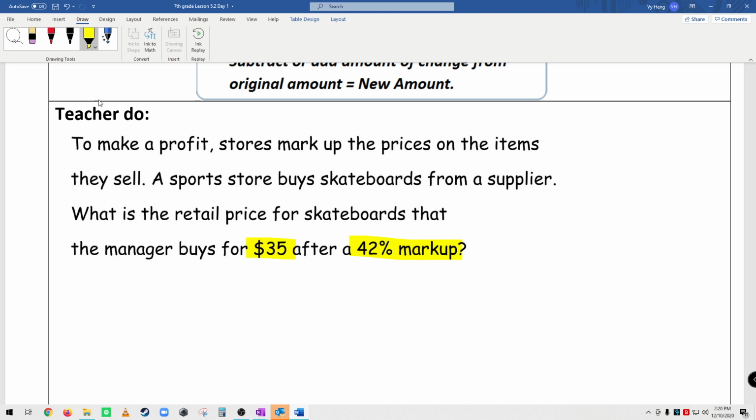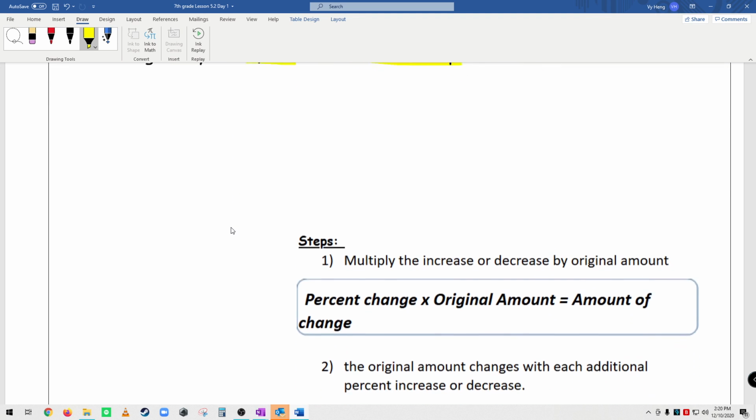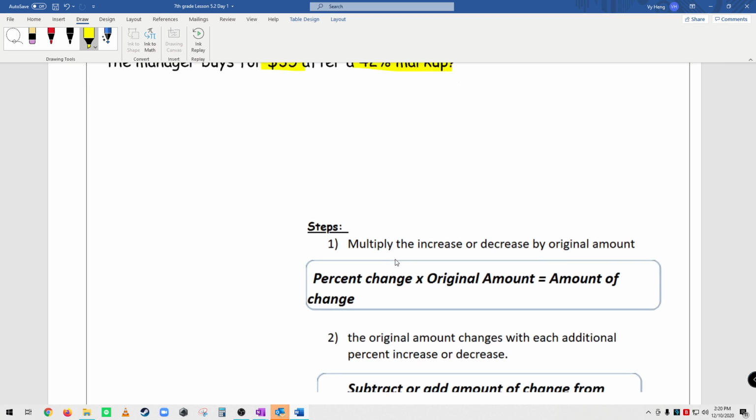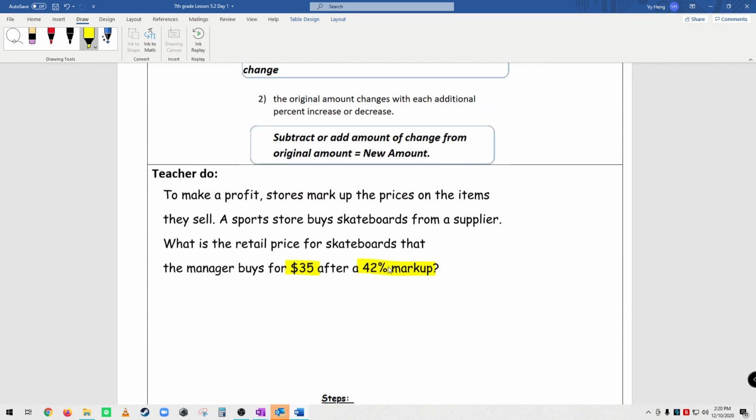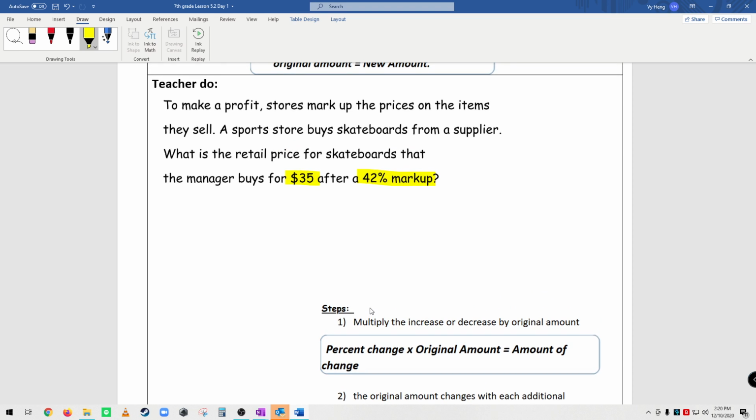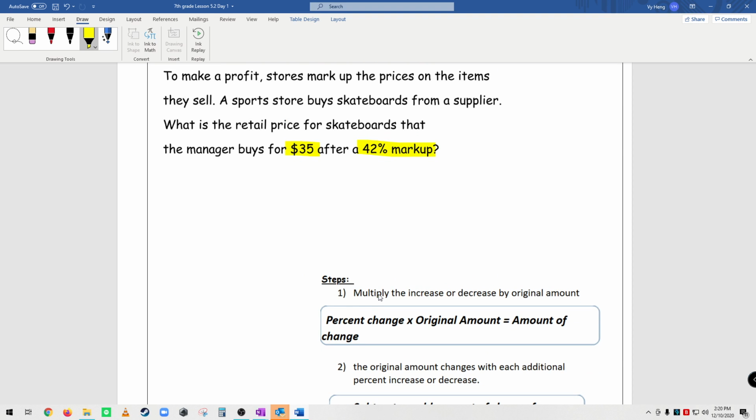Okay, so now my first step here is to look at the actual steps. The first step here is we have to multiply either the percent increase or the percent decrease, either one. So again, because it says markup, the percent is going to be an increase. So I'm going to put a little up arrow like that.